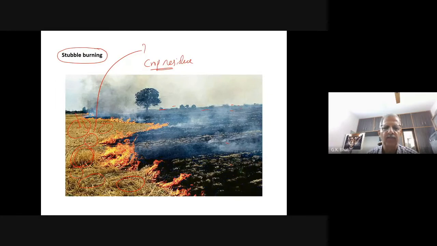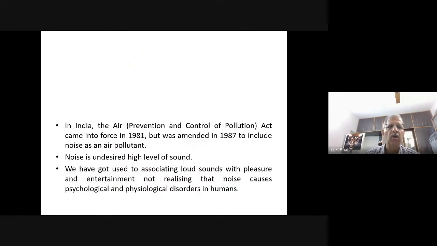Right? So, in India, the Air Prevention and Control of Pollution Act came into force in 1981. This is another important part. In India, the Air Prevention and Control of Pollution Act came into force in 1981, but was amended in 1987 to include noise as an air pollutant.